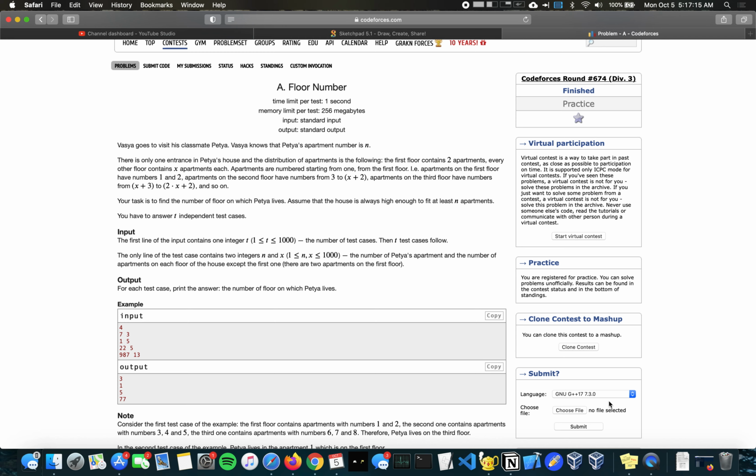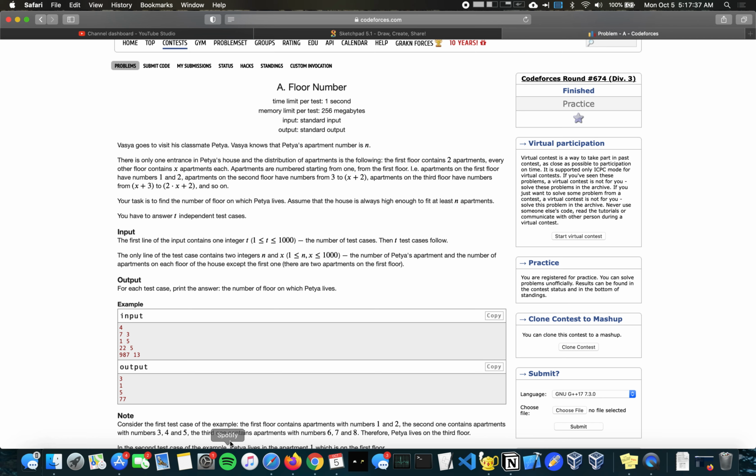In this problem, Vasya wants to visit his classmate Petya, who lives in apartment N. And Vasya wants to figure out which floor Petya lives in. So how Petya's apartment complex works is on the very first floor, there's apartment 1 and 2. And then for every floor above, there will be X apartments. So now let's look at this in the context of a test case.